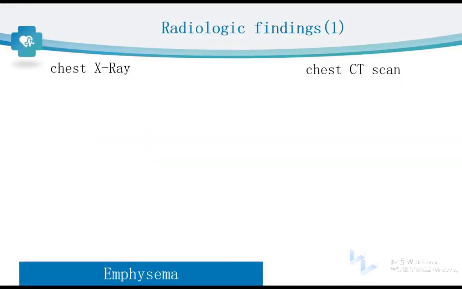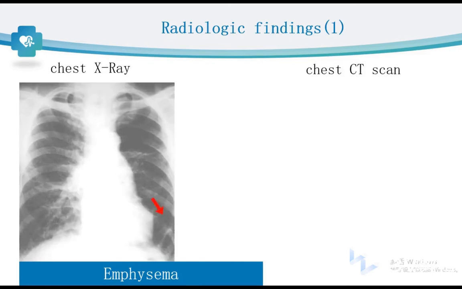For the COPD patients, we usually choose X-ray or chest CT scan for them. Okay, let's look at the first picture of the chest X-ray. In this picture, we can find that the image of the left lung is much more black than the right lung, and that means the density of the left lung is lower than the right lung. And according to the image of the left lower lung, we can suspect the emphysema.